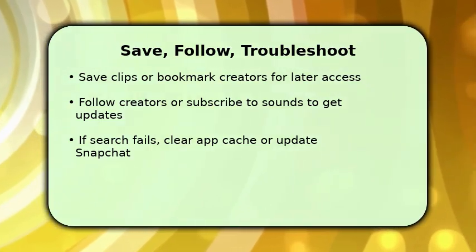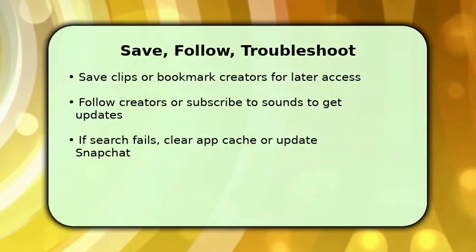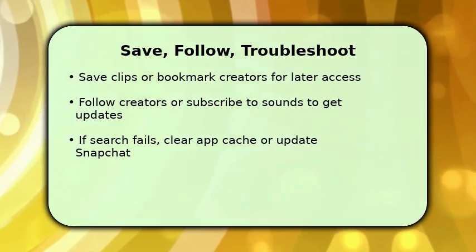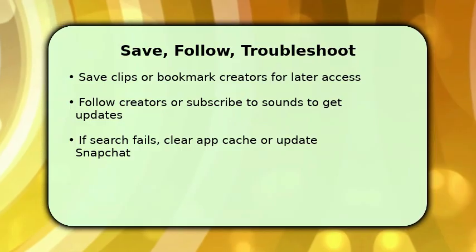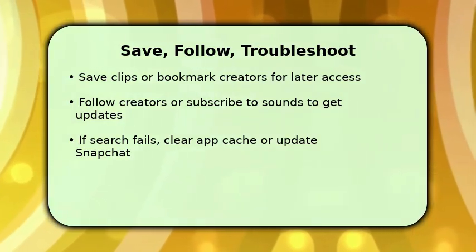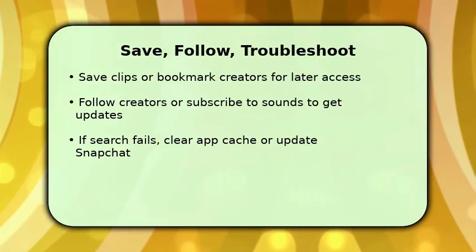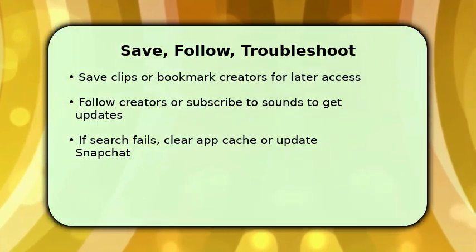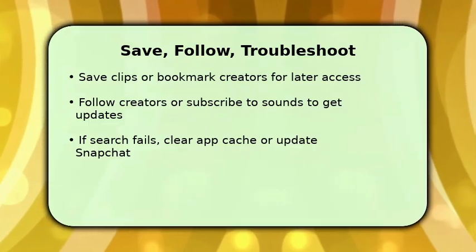If Spotlight doesn't return expected clips, force close the app, clear cache, and check for a Snapchat update. Outdated cache or an old version often blocks new content. If problems persist, restart your device and retry the same search. Network and app state usually fix most issues.